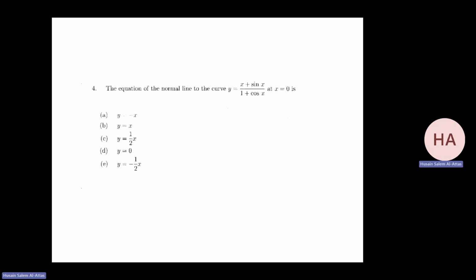Is it the same as this one? No, a little bit different. At x equals 1, he wants the equation. By the way, if x equals 0, what will be y? I need the point. It will be 0 plus 0. So y will be 0.